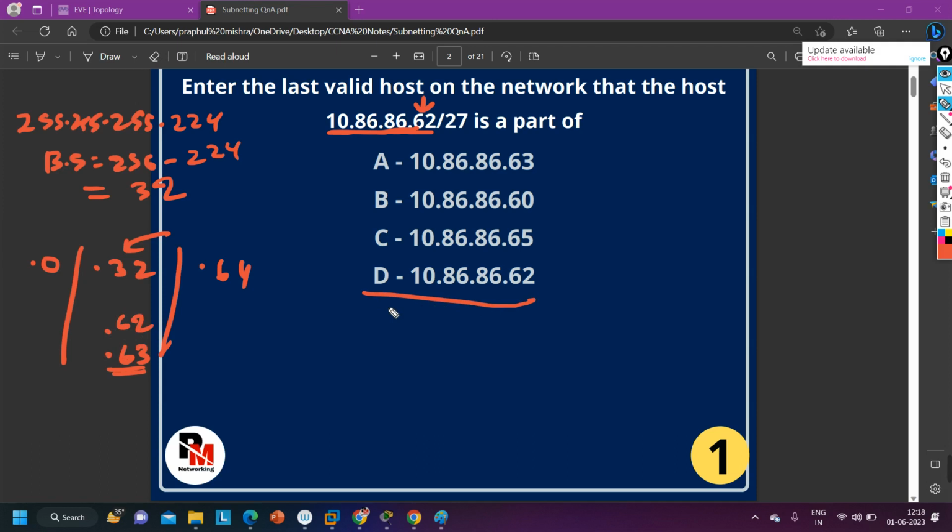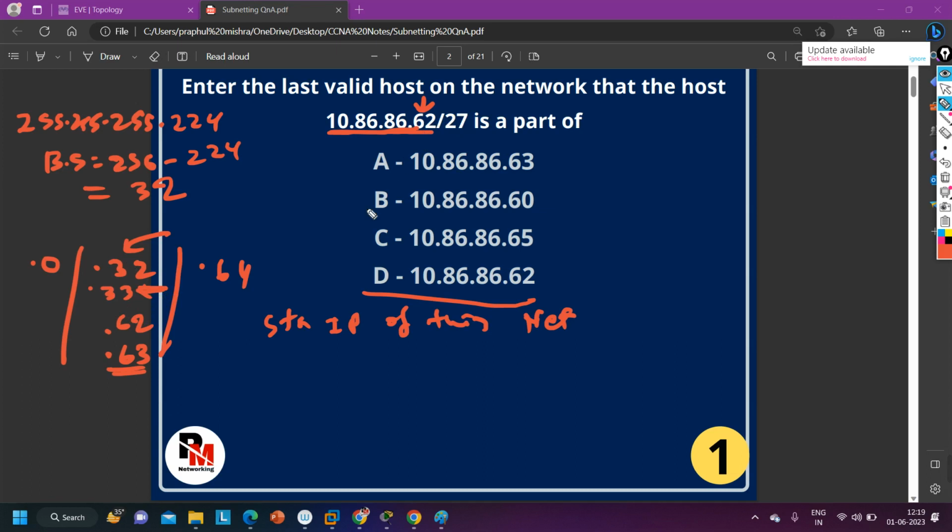Getting my point? What's the first IP address for this one? .33. This will be the first valid IP address. It can ask you the first valid IP address, and it can ask you the fifth IP address as well. Let's say I ask what is the fifth IP address of this network. The first is .33, so the fifth is .37.